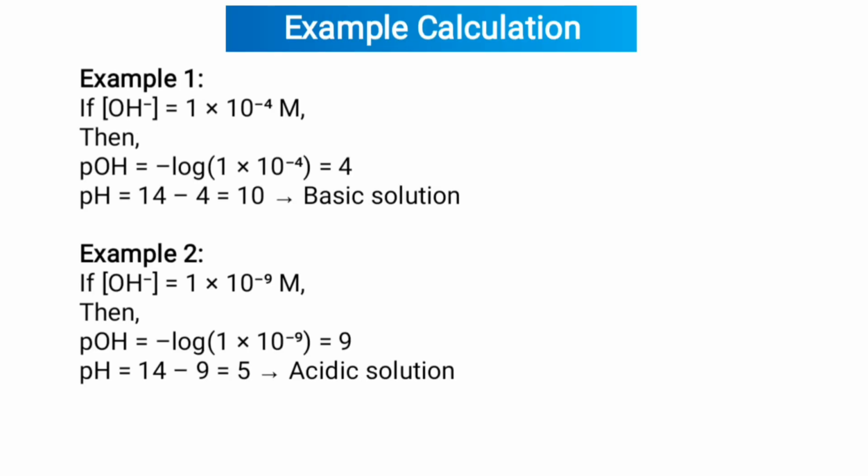Examples, calculation. Example 1: if the concentration of OH- ion is equal to 1 multiplied by 10 raised to the power minus 4 M, then pOH is equal to negative log of 1 multiplied by 10 raised to the power minus 4, which is equal to 4. pH is equal to 14 minus 4, that is equal to 10, a basic solution. Example 2: if the concentration of OH- ion is equal to 1 multiplied by 10 raised to the power minus 9 M, then pOH is equal to 9. pH is equal to 14 minus 9, which is equal to 5, an acidic solution.